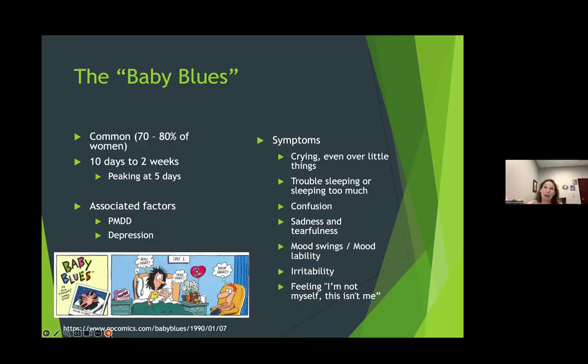Before talking about disorders, I'm going to talk about something that's normal, right? Anything that hits 70 to 80% of women, we can't call that a disorder, even though it doesn't feel good. So the blues, and I don't know if anybody remembers the Baby Blues comic strip, but I certainly do because I was just right that age.